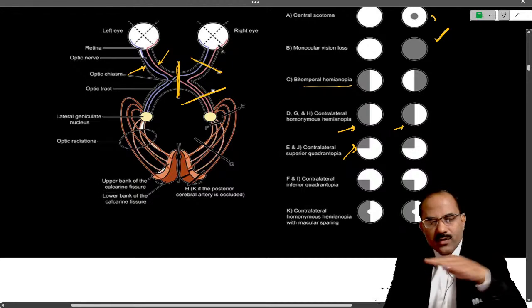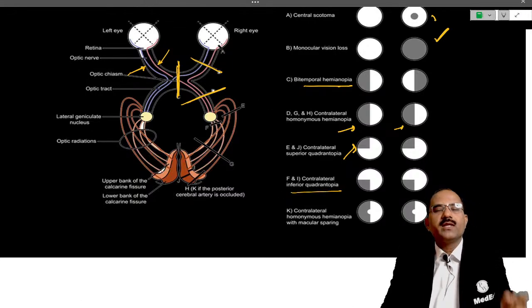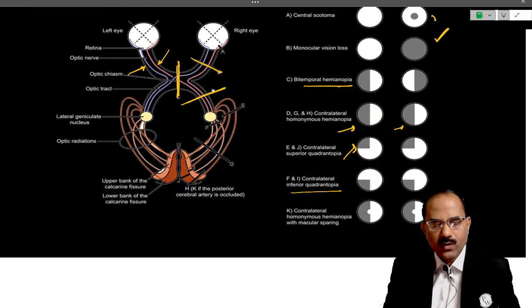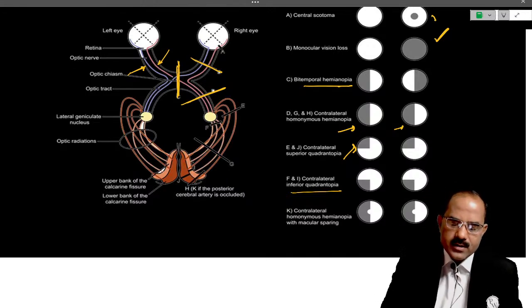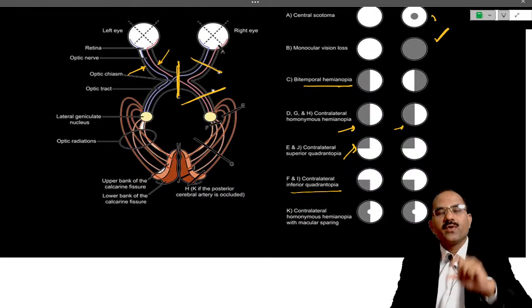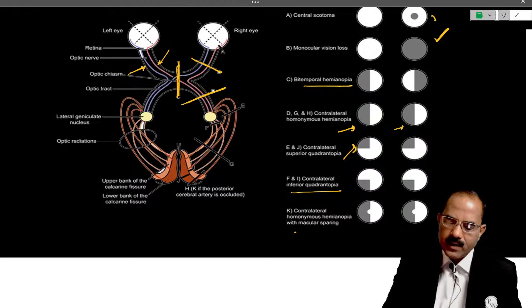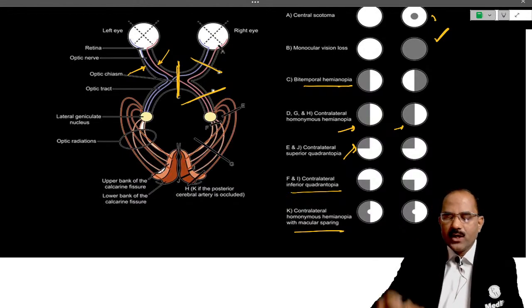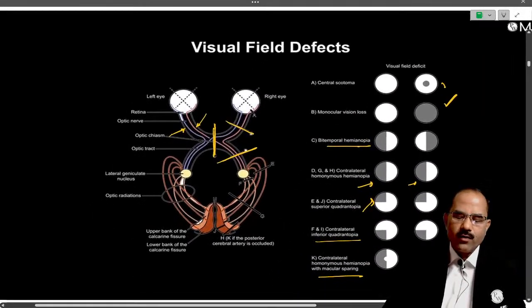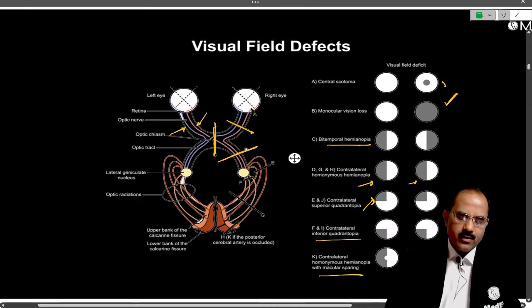If the fibers of the visual pathway in the parietal lobe are damaged, it results in a contralateral inferior quadrantanopia. Okay, and if there's a lesion of the visual cortex, what will happen? There'll be blindness with macular sparing. Blindness with macular sparing. Students, can you tell me what is the blood supply of the occipital lobe? The blood supply of the visual cortex. Anyone?